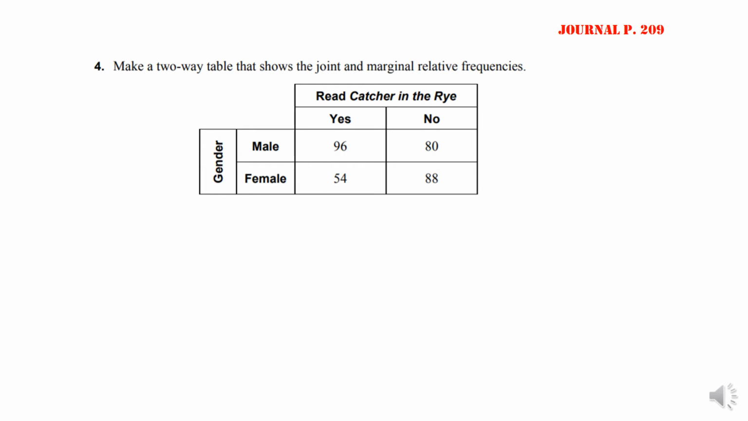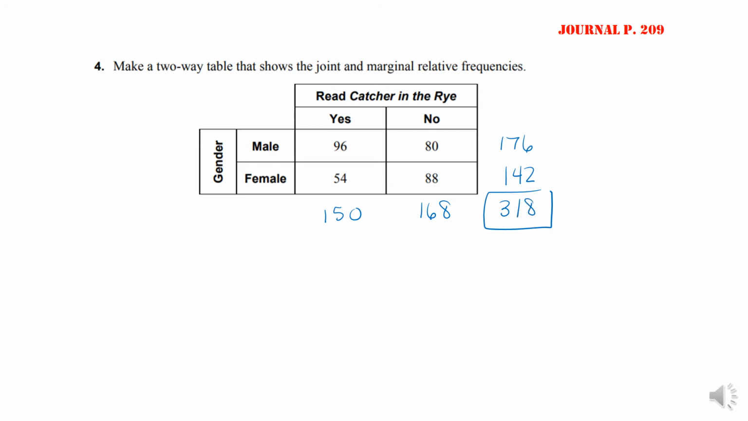Okay, so they want you to make a two-way table that shows the joint and marginal relative frequencies for this. So you can do it the way that I showed you, where you come up with the totals, or you can just go ahead and add the margins at the end. I kind of like the totals. That's the way I was taught, and it also is another way to check your information to make sure it's adding up. So the grand total was 318.